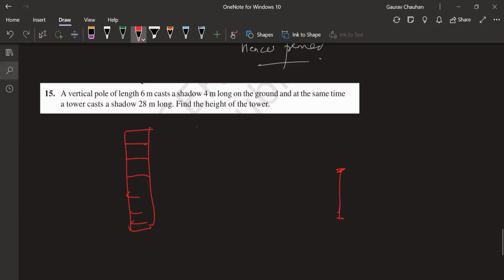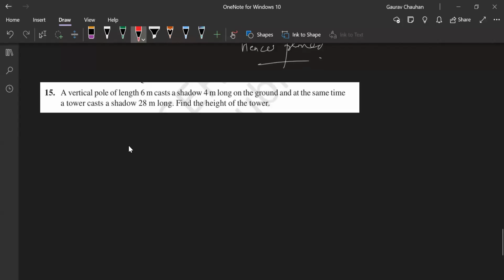Now, guys, the sun is very, very far. Actually, let me draw the diagram again. What you need to understand here is that the sun is very, very far. Let me take a breath. Let's not hurry. Okay, here we are.